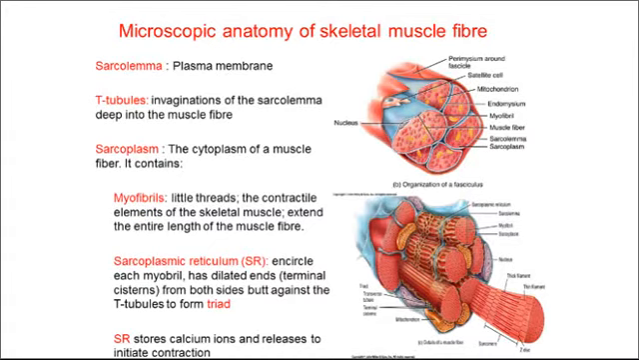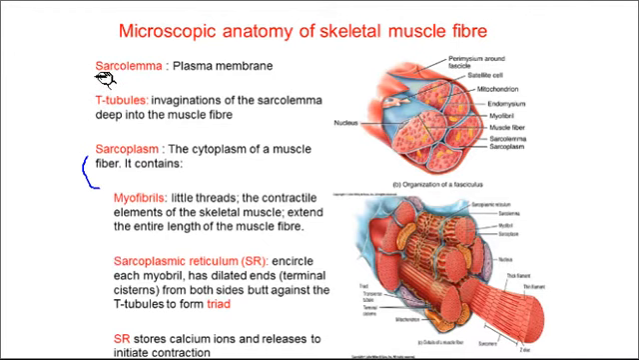Microscopic anatomy of skeletal muscle fiber. We have some points we would like to cover. What is the meaning of the sarcolemma? Sarcolemma is the outer plasma membrane of the muscle fiber. We also have to know clearly what the T-tubules are, what the sarcoplasmic reticulum is, and what the triad is. But before that, we have the cytoplasm of the muscle fiber, which is called the sarcoplasm. This sarcoplasm contains the myofibrils and the sarcoplasmic reticulum.